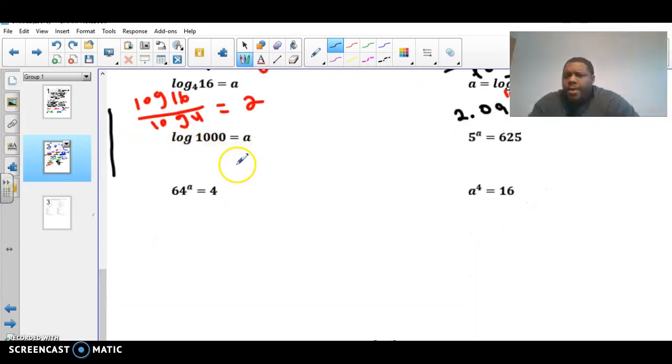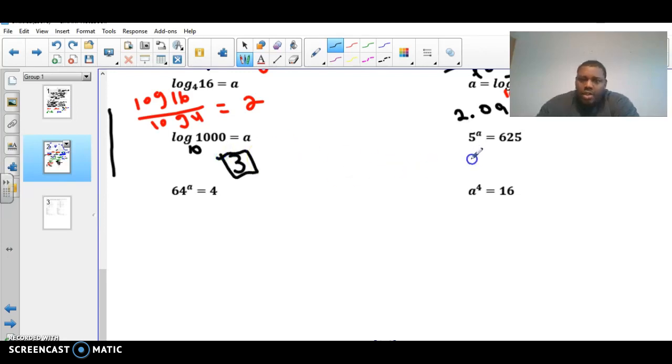Now we look at another example. Take a look at this problem here. What is that base, guys? You don't see a base written, so it is very safe to apply 10 there. So again, you can do log base 1,000 divided by log of 10, or you can just do log of 1,000. In this case, I'm just going to do log of 1,000. I know that's 3 zeros, so A equals 3.